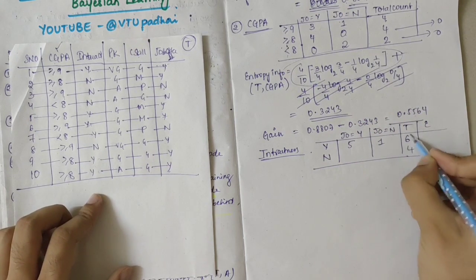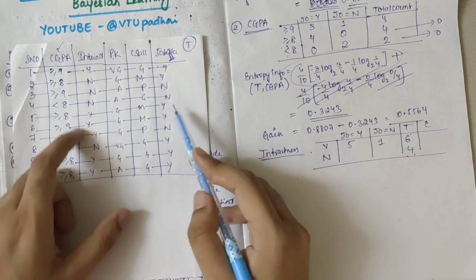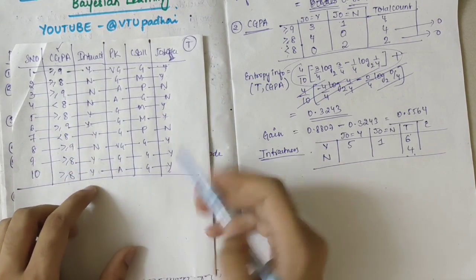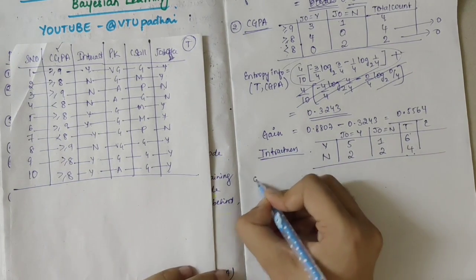And in the no condition, if it is 6 here, it has to be 4 here, right? So no yes 1, and then 2 no nos here, and then no yes 2. So here I have 2 and 2. So in both the conditions, entropy won't be 0. So I need to write for both.